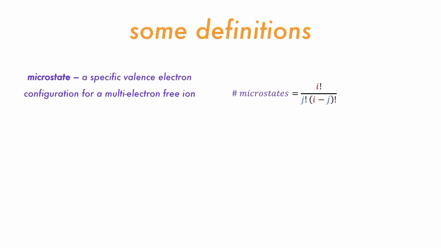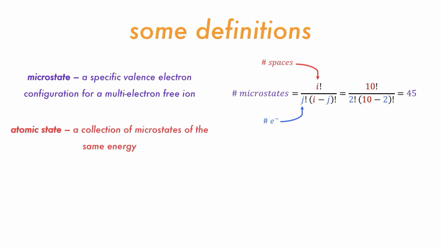We can calculate the number of microstates that we will have for a specific electron count in a spherical ion. The number of microstates will be dependent on the number of spaces. For d orbitals, this will be 10 spaces. With j as the number of electrons, for 10 spaces and 2 electrons, we will have 45 different microstates, which is 2 electrons in 5 d orbitals. Next are atomic states, which are a collection of microstates with the same energy. Going back to Boltzmann entropy indicates that the more states we have, the more stable the system.